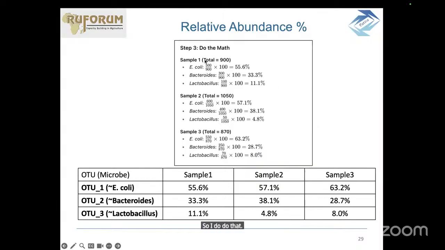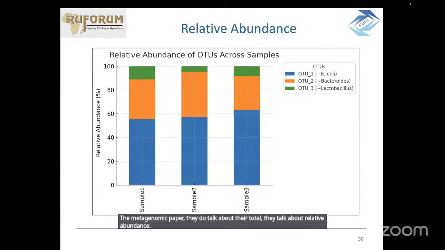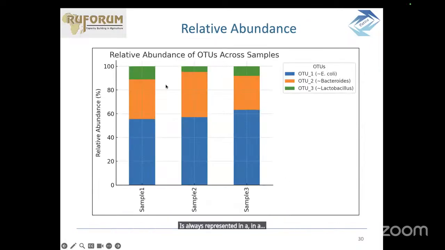You calculate the percentage of it. So E. coli in this column will be 500 divided by 900 times 100, which is 55.6%. Then bacteroides will be 33.3% and so forth. And in sample 2, this is the percent of E. coli in the sample. Each time you read a metagenomic paper, they don't talk about their totals, they talk about relative abundance. It's always represented in a graph like this.